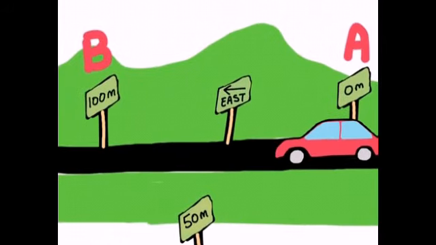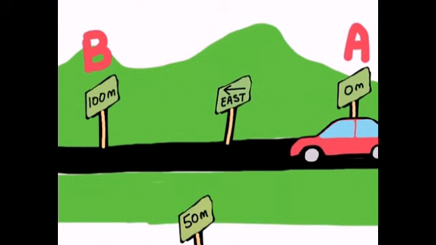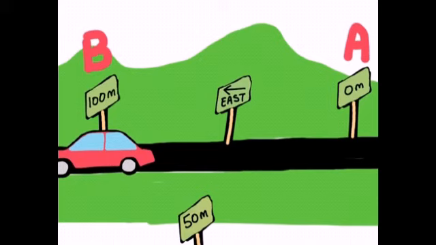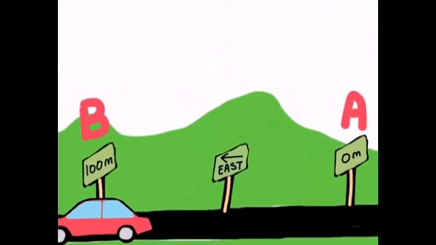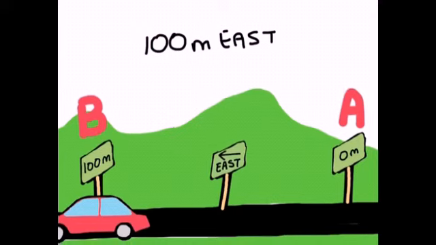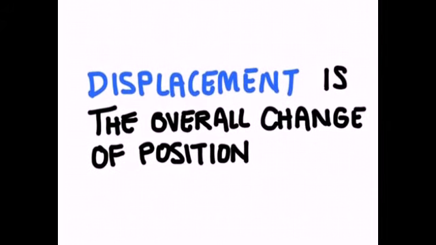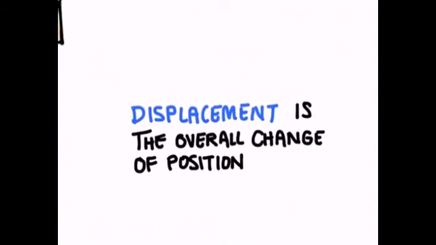Then we can add another road sign here to show the direction. The car again traveled from point A to point B. Now we can say the car traveled a distance of 100 meters in the east. This is a displacement, rather than a distance, due to adding direction. Displacement is the overall change of position. So, displacement has direction.